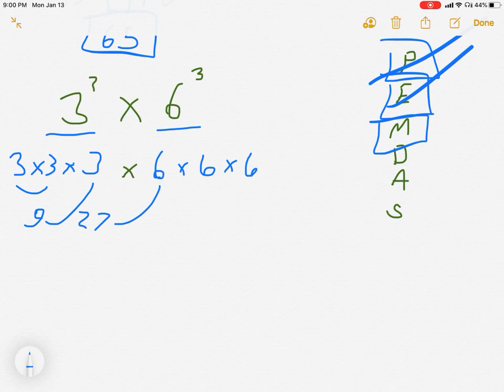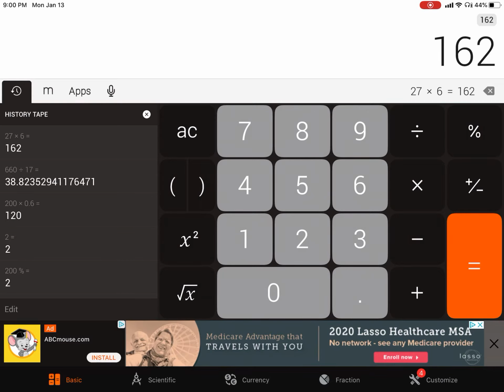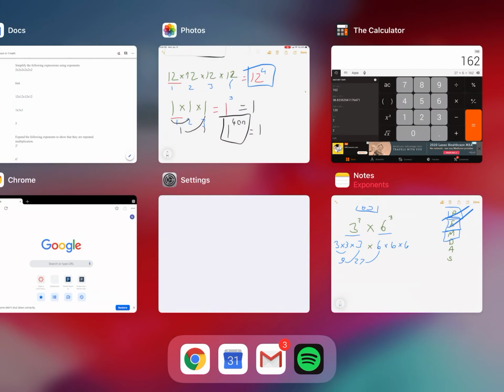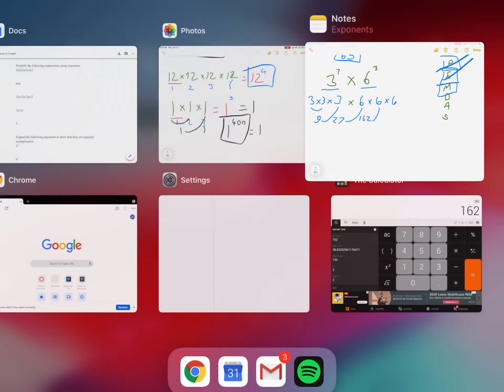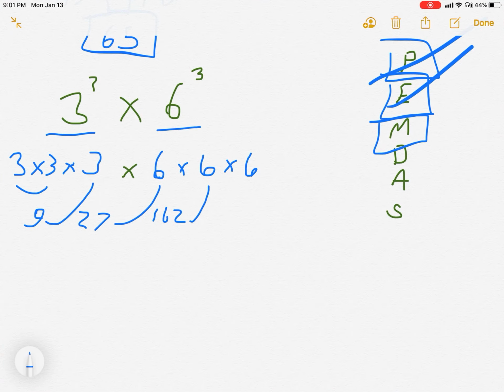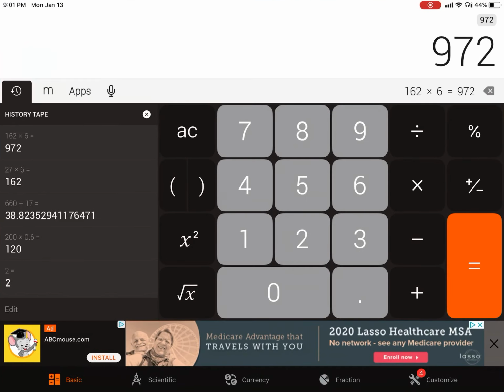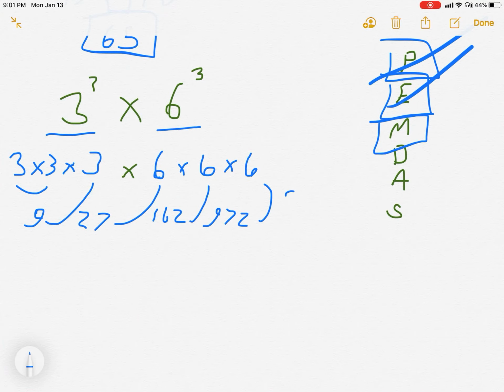All right. So, we're at 27 times 6. 27 times 6. Bam! 162. Oh, I was right. I'm a super genius. All right. Looking at this, that's 162 times another 6. Times 6. Blam! 972. And then one more 6. So 6 times 972 is 5,832. 5,832. That is the answer to 3 to the third times 6 to the third.